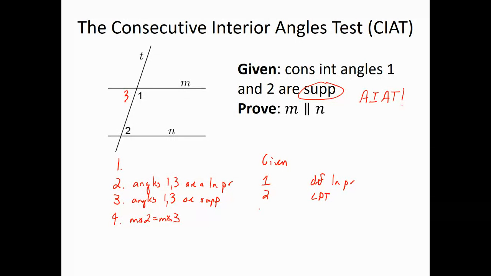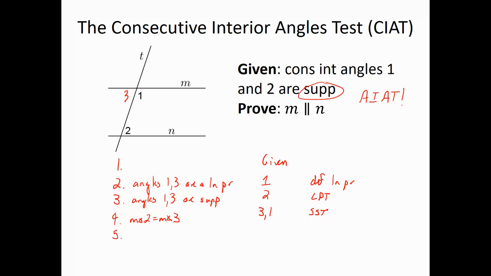From lines 3 and 1, those are the places that we are told that we have supplementary pairs, and we applied the same supplements theorem. And now, notice what we've got. We now have an equal alternate interior pair.